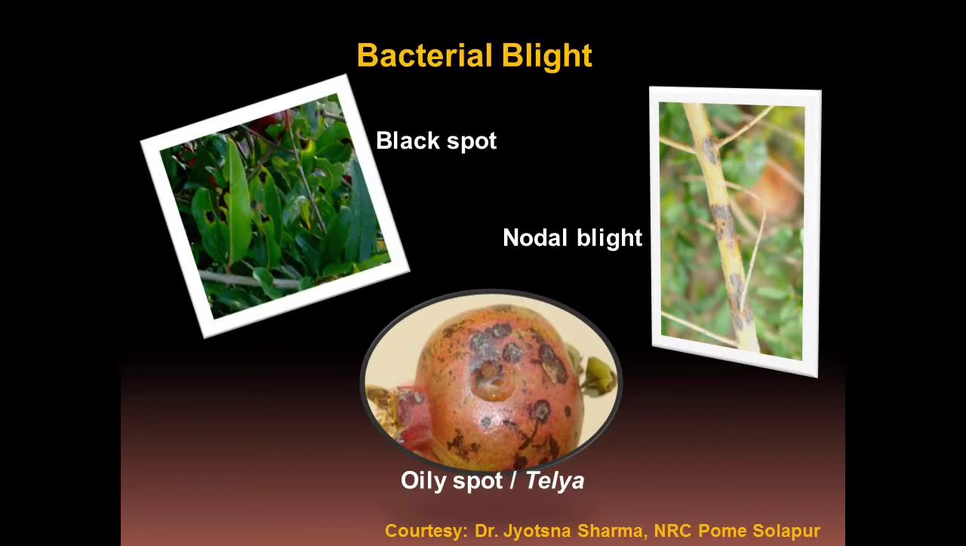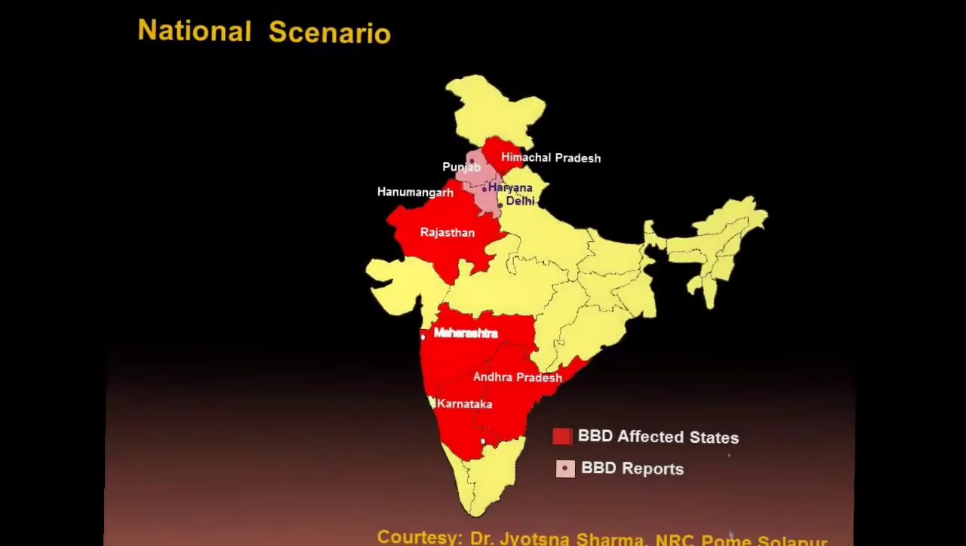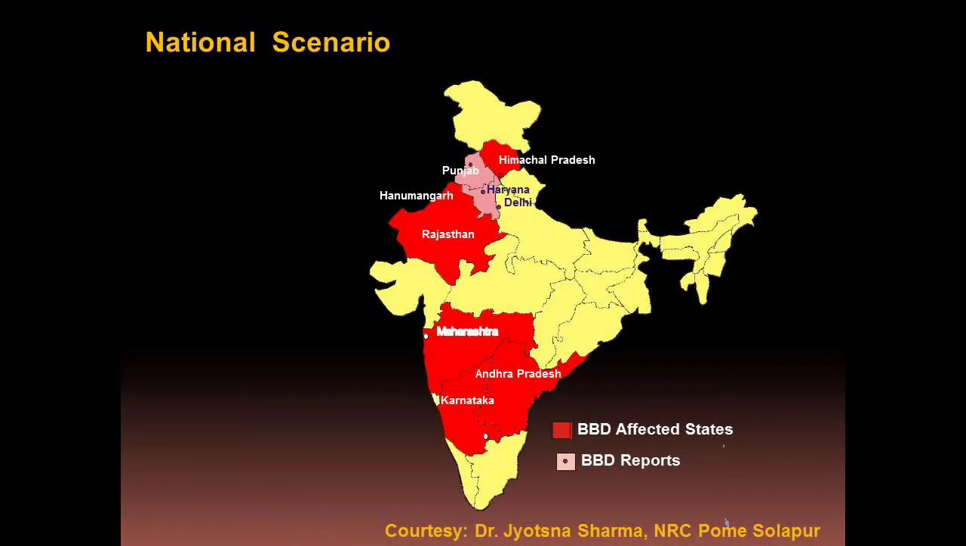It is a widely distributed crop disease and it is commonly known as oily spot of pomegranate. It occurs all over India and causes major epidemics in India. The red color denotes the distribution and epidemic of this disease all over India.